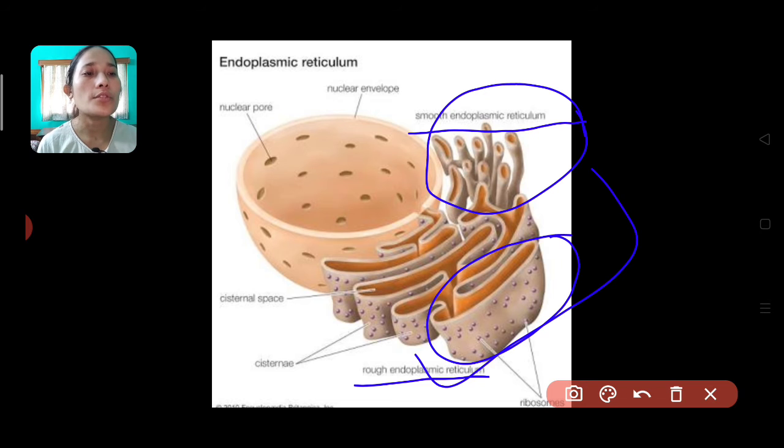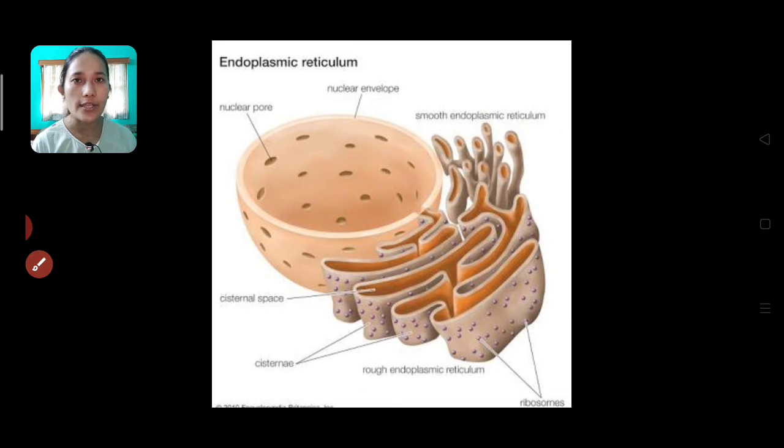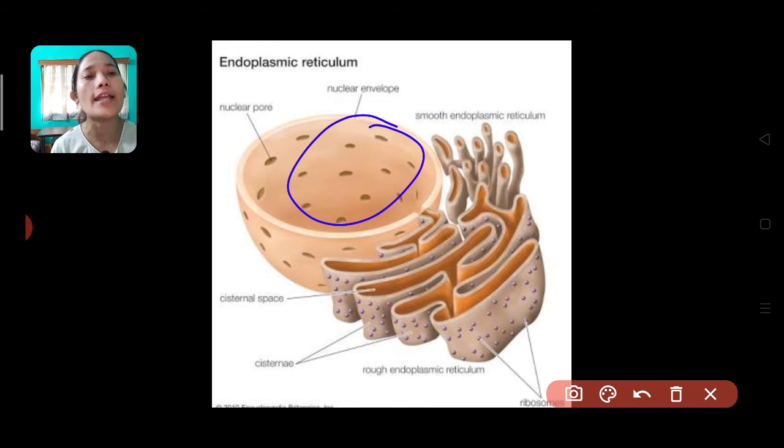The ribosomes are also known as protein factories, because they are responsible for protein synthesis. And your endoplasmic reticulum forms a skeletal framework for the cell, and the exchange of material between the nucleus and the cell takes place with the help of this endoplasmic reticulum. So those are the functions of your endoplasmic reticulum.